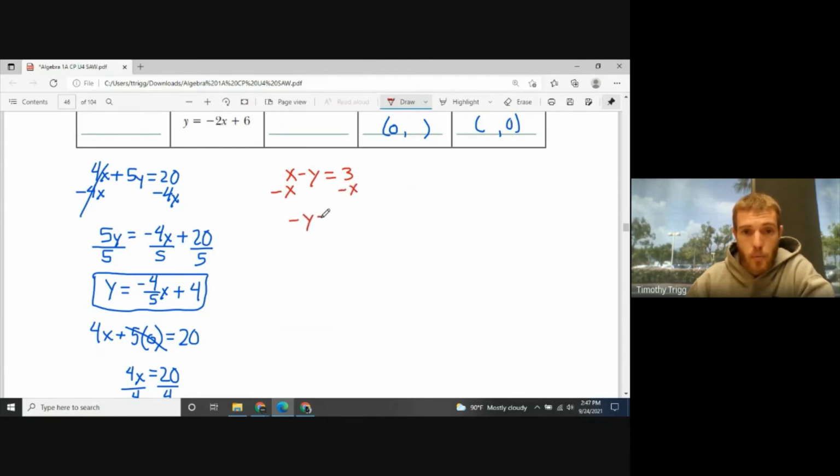Negative y equals negative x plus 3. Notice the negative goes on the x. The 3 was always positive, and so it remains so. Well, am I in slope-intercept form yet? Well, not quite. I need to get rid of this negative. But if you think about it, this is like a -1 here. And we could divide everything by -1 to cancel that.